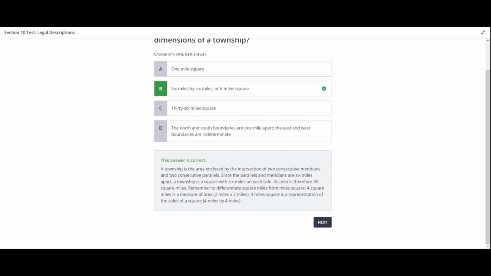Also, remember to differentiate square miles from miles square. 4 square miles is a measure of area, 2 miles x 2 miles. Whereas 4 miles square is a representation of the sides of a square, 4 miles by 4 miles. Don't get confused on this one.